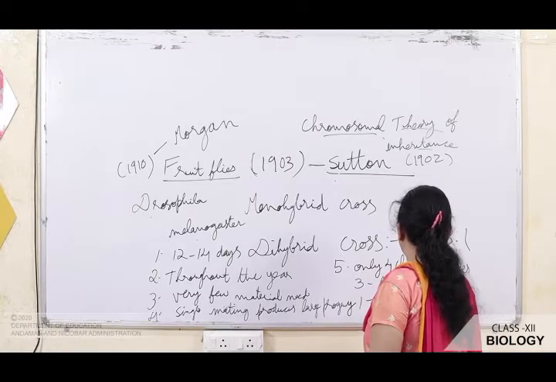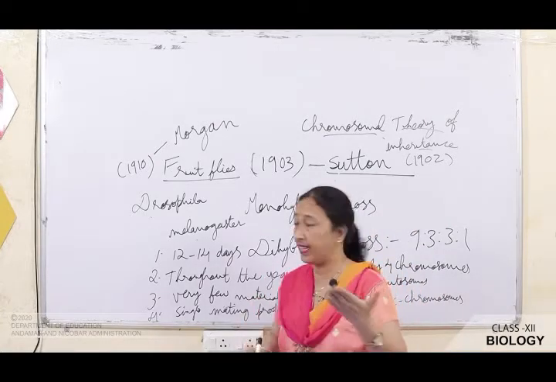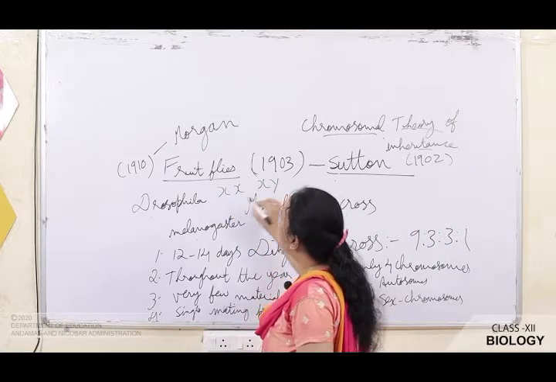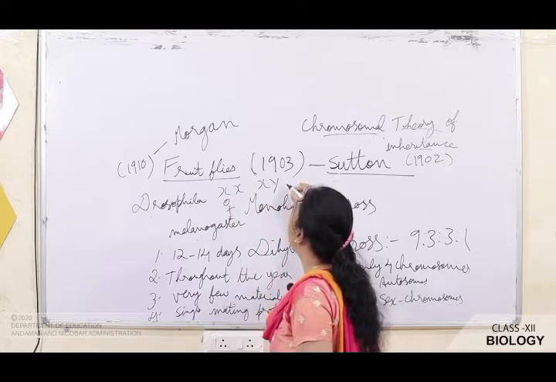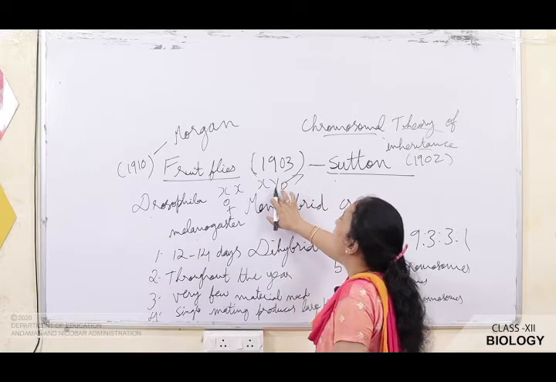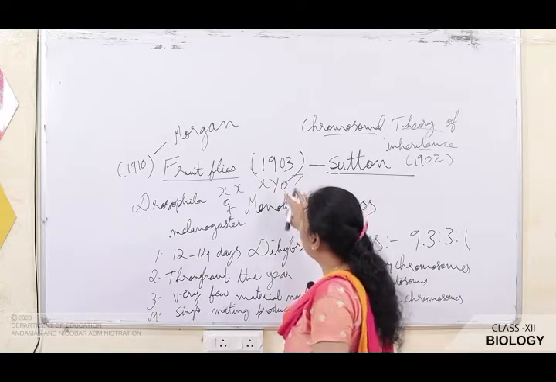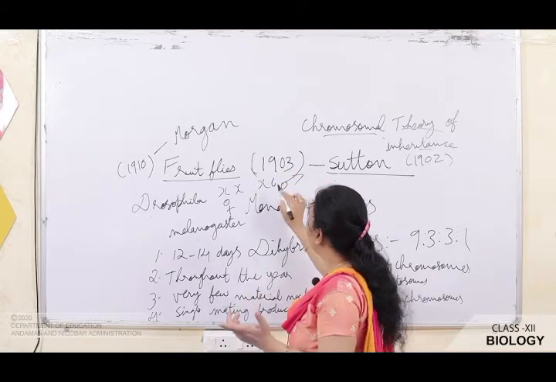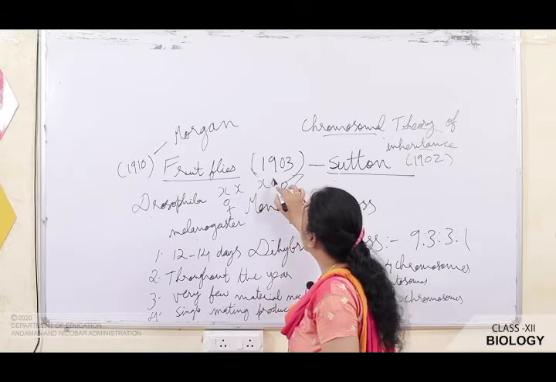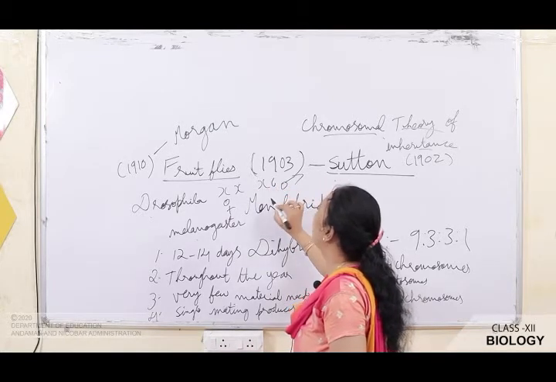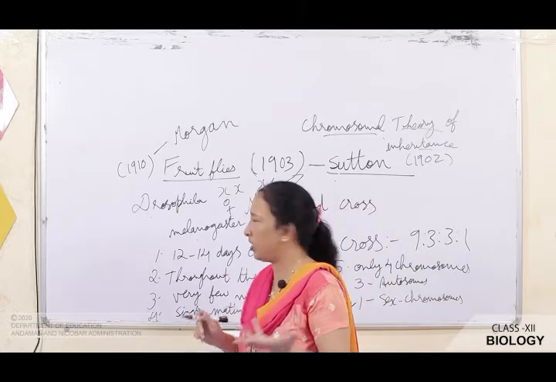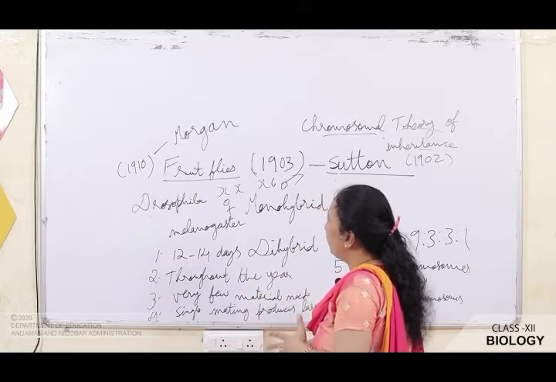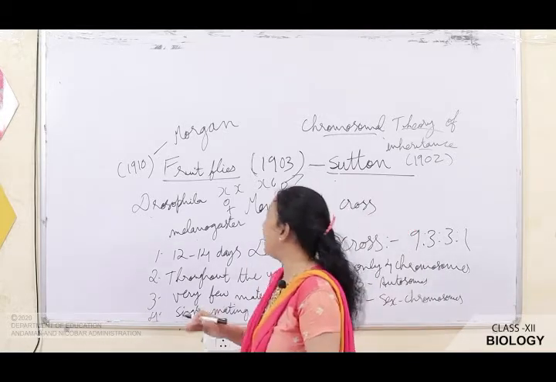In Drosophila melanogaster, the sex chromosomes form the XX and XY type. XX belongs to the female, XY is for the male. In Drosophila this Y is actually J shaped, and it is not functional in Drosophila melanogaster. These were the points by which Morgan started with crossing over and linkage.